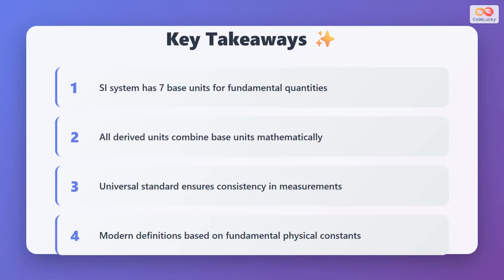Let's recap the key points. First, the SI system has 7 base units for fundamental quantities. Second, all derived units are created by combining these base units mathematically. Third, this universal standard ensures consistency in measurements across the world. And fourth, modern definitions of these units are based on fundamental physical constants, making them reproducible anywhere and stable over time. Understanding these units is essential for your journey in physics and science.